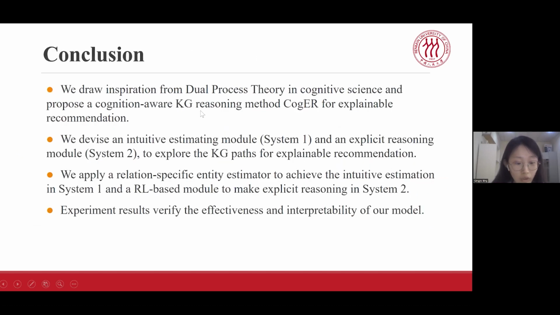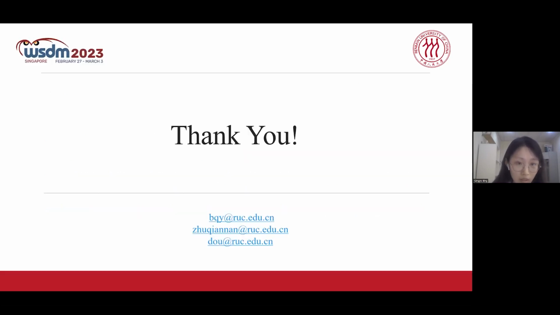And in conclusion, in this paper, we get inspired from dual process theory and propose a knowledge graph reasoning method, CogER, for explainable recommendation. The model consists of an intuitive estimating module, System 1, and an explicit reasoning module, System 2. And these two systems interactively work for the final performance. Experiment results verify the effectiveness and the interpretability of our model. And that's all about this paper.